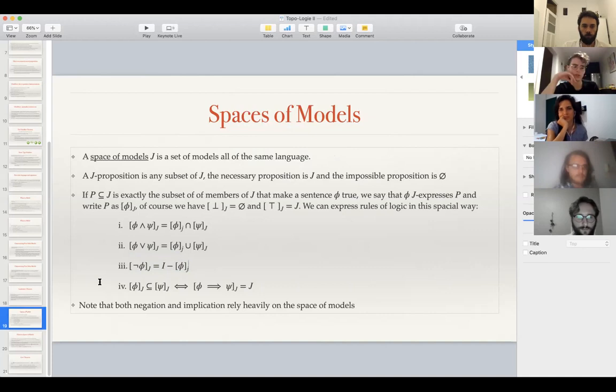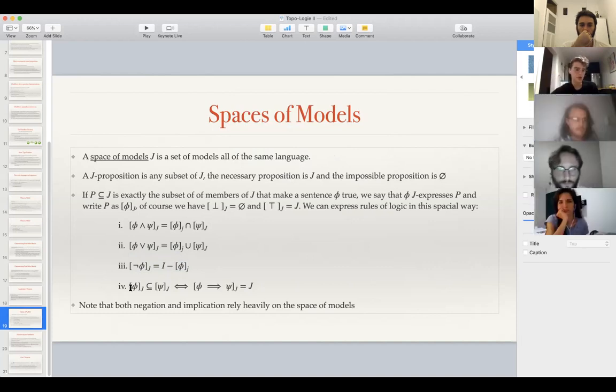This last one is interesting. In a model, we say that the set of proposition phi is a subset of the set of proposition psi if and only if the set of the implication is the entire thing. So what this is saying is that the set of the implication is going to be truth, the necessary proposition, if and only if one is contained in the other. This is exactly what I was mentioning before about how subset inclusion in a space of models actually becomes logical implication.